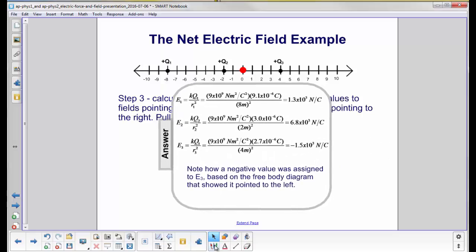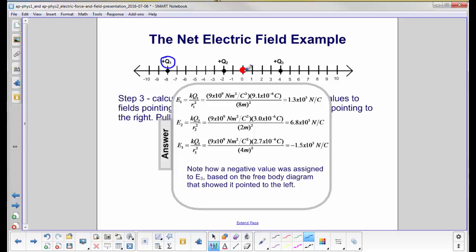And here we go. Here's the equation we use for electric field. It's kq over r squared. For E1, which is due to Q1, we'll do it for the first guy. We know that's going to be positive because of our free body diagram. Here's k, here's the value of Q, and note that it is 8 meters away from 0. So here, we're calculating to this point in space.